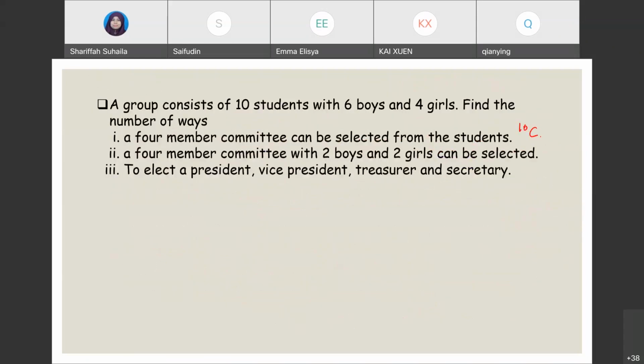Okay, so nyatakan berapa dia punya ni. Okay. So second, a 4-member committee with 2 boys and 2 girls. Okay. So kita ada kat sini adalah 6 boys, 4 girls. So you want to have how many number of this? So 6 choose 2 multiply with 4 choose 2. Okay. So kita akan ada 90. Okay, so 6 choose 2 multiply 4 choose 2. So all together 90.